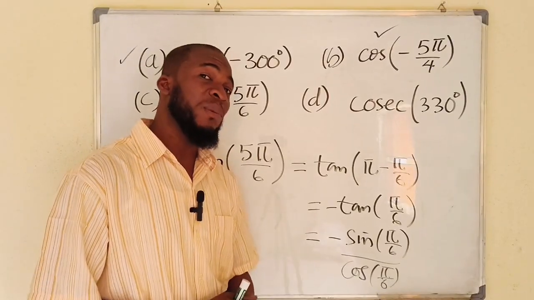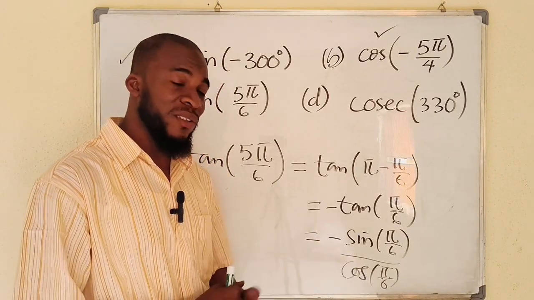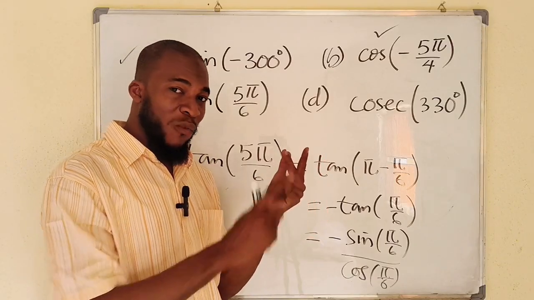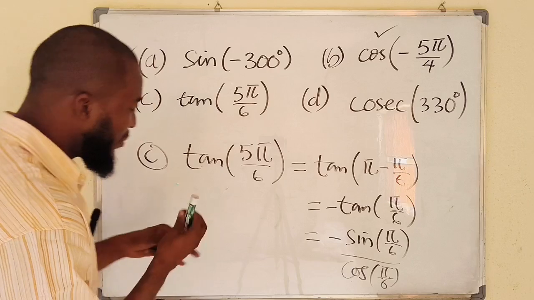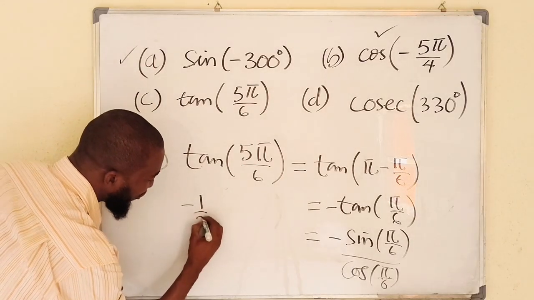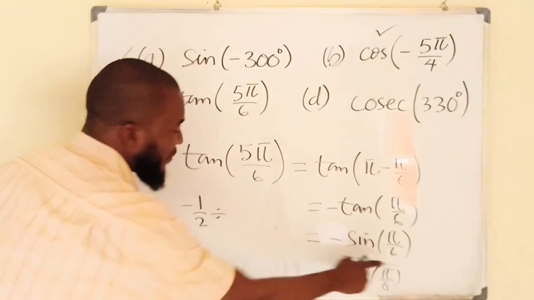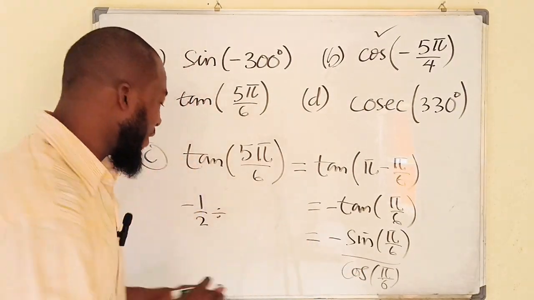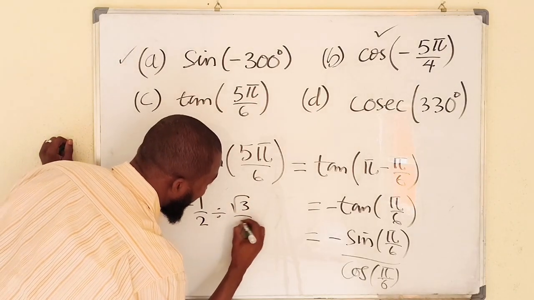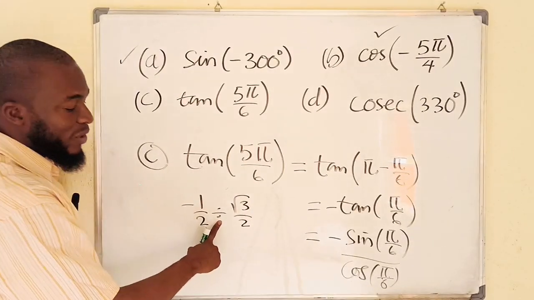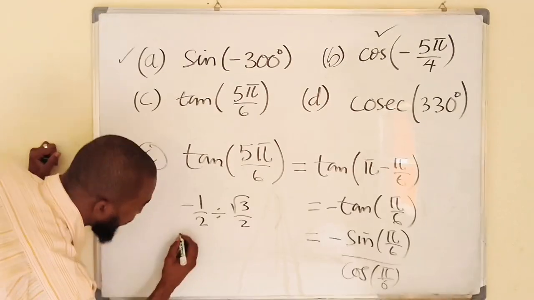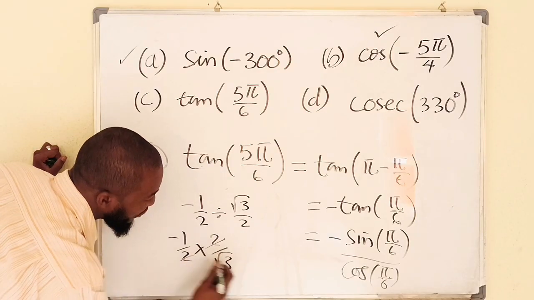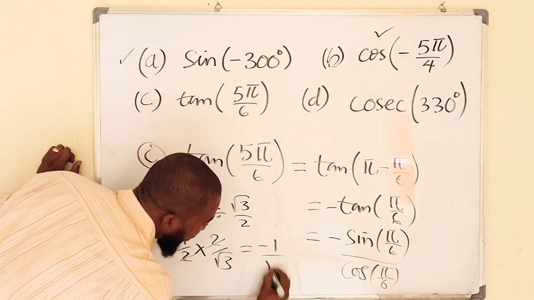What is pi divided by 6? Remember, it is 30 degrees. And what is sine of 30 degrees? Look at it, 0, 30. Sine will be 1 over 2 because square root of 1 is 1. So this will be negative 1 over 2 divided by, because we have a division sign, for cosine, you take this one. That is root 3 divided by 2. You change this to multiplication, you take the reciprocal of this. This will be negative 1 over 2 times 2 divided by root 3. 2 cancels 2. We have negative 1 over root 3.